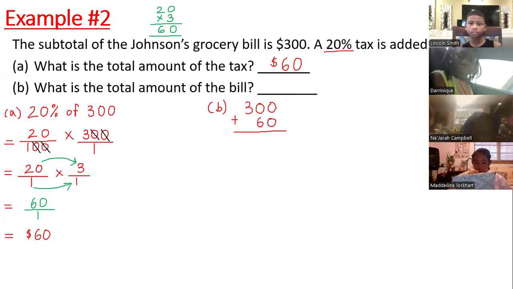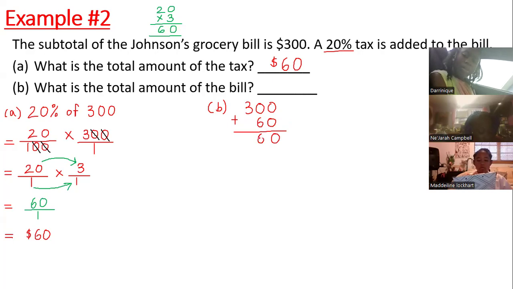So we have 0 plus 0, which is 0. 6 plus 0, which is 6. What did you get? 360. Very good. So it's going to be 360. So the total amount of the bill is $360.